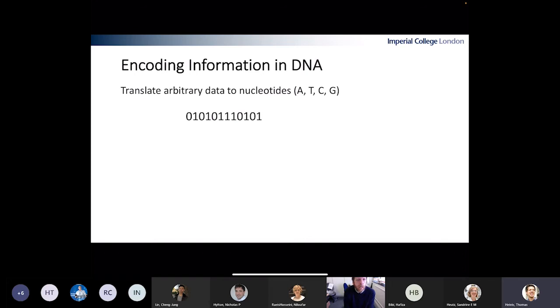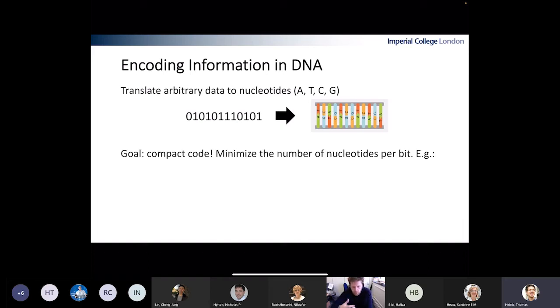Good. So translating this is quite simple, right? We basically want to map between a binary string and a molecule, or a sequence that we then turn into a molecule through synthesis. And we want to have this as compact as possible. We don't want to waste any space. So a mapping could be as simple as what I'm showing here. We map 2 bits to a nucleotide and then translate that.